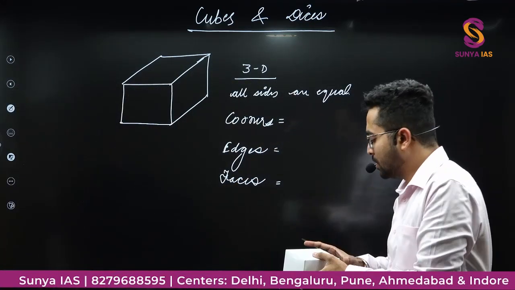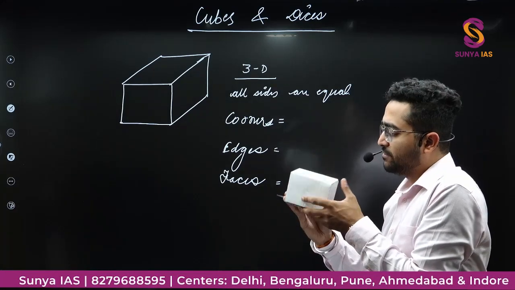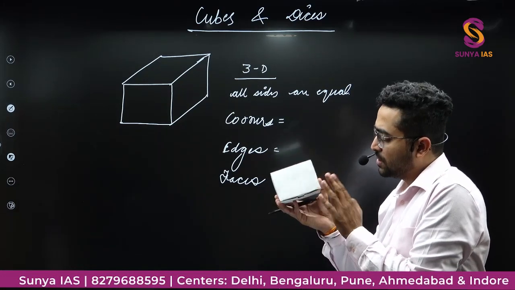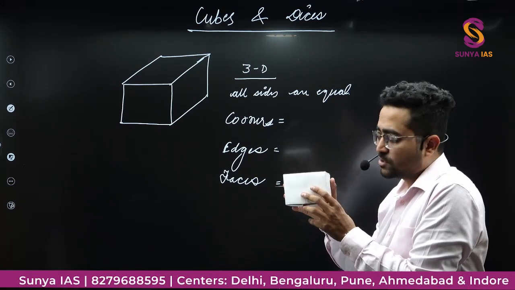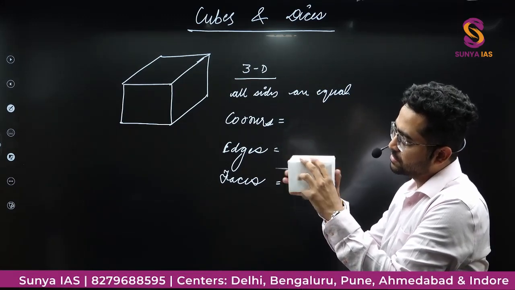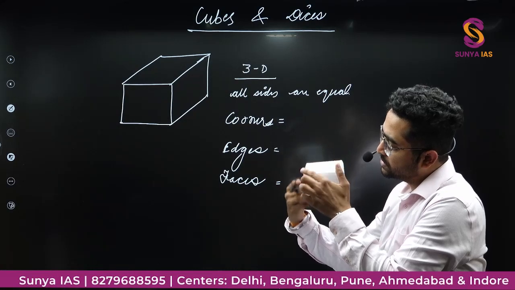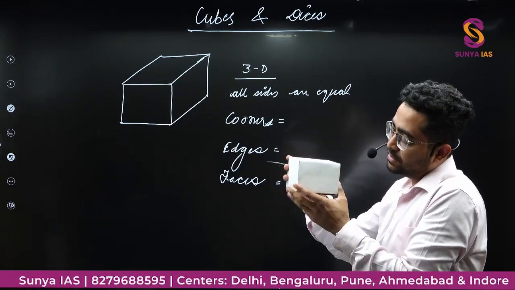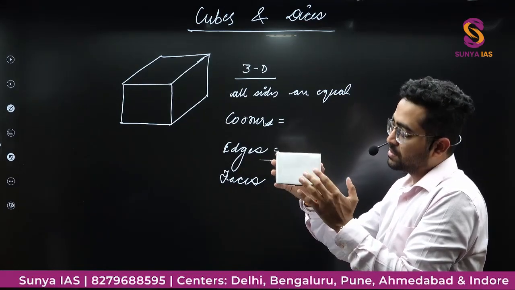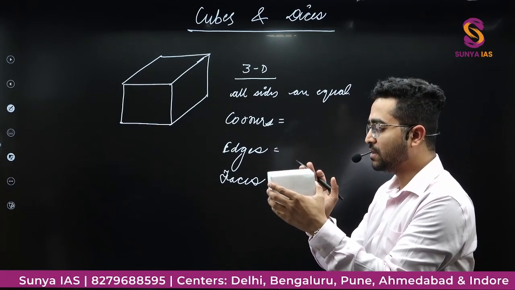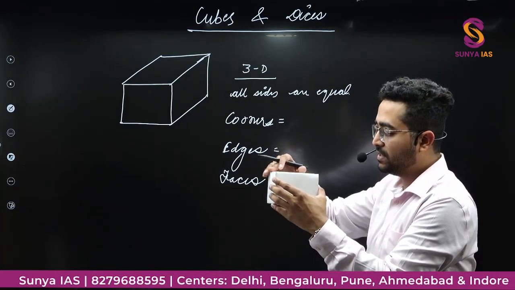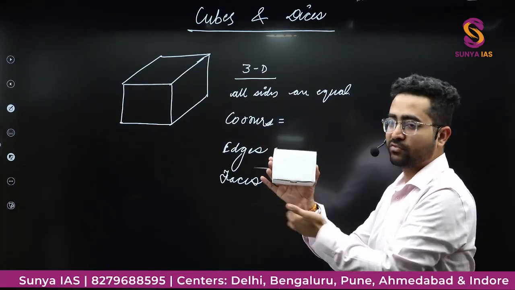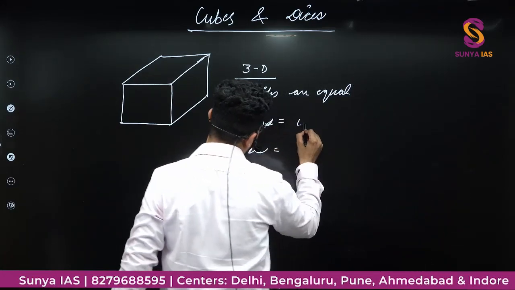Okay, so if this is a cube, let's say, then all the sides will be equal. So all these sides are equal. What are the corners of this cube? Corners are these points. This is a corner, this is a corner, this is a corner. So there will be how many corners? You can see 1, 2, 3, 4. And 4 at the back, 1, 2, 3, 4. Here all these corners have been covered. So total 1, 2, 3, 4, 1, 2, 3, 4. Total 8 corners are there.